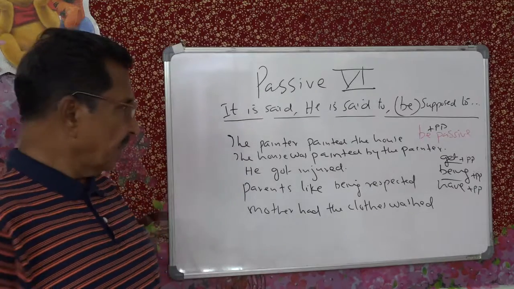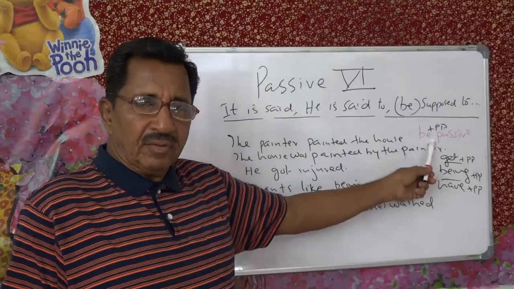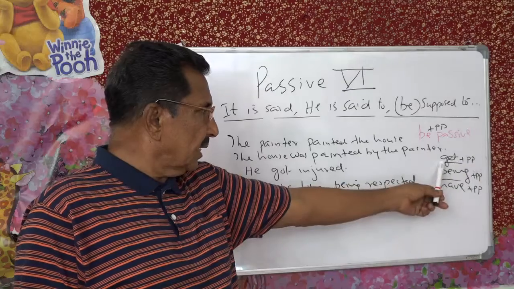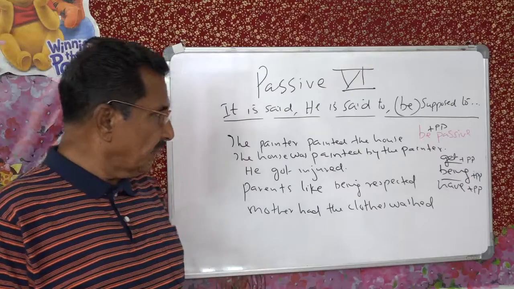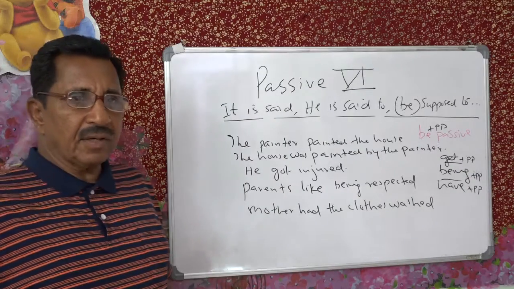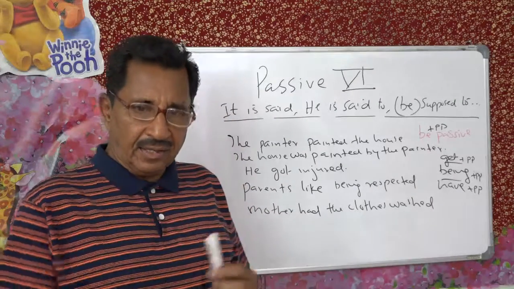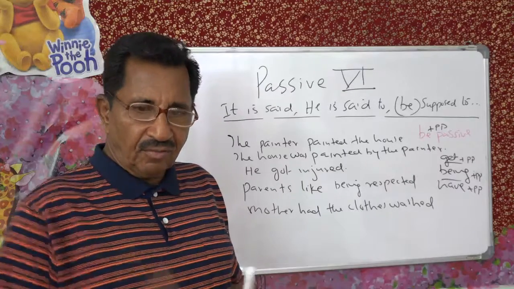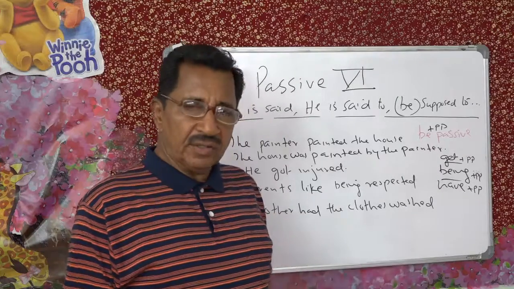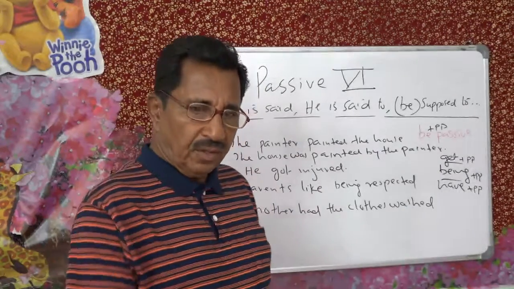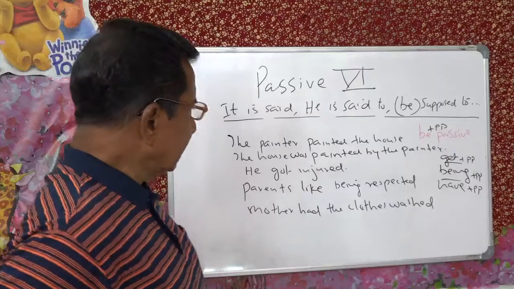Somebody washed it. Okay. So now we saw the regular passive: be plus past participle, get plus past participle, that is when the subject is affected, and then being plus past participle. I like being respected. I like being loved. I like being honored. You like being recognized, isn't it? You like being rewarded. Then mother had the clothes washed. Then you had the composition done by somebody, like that. So you have got such examples.